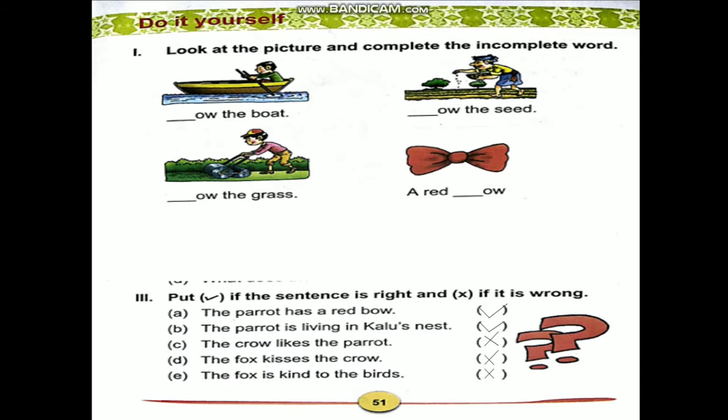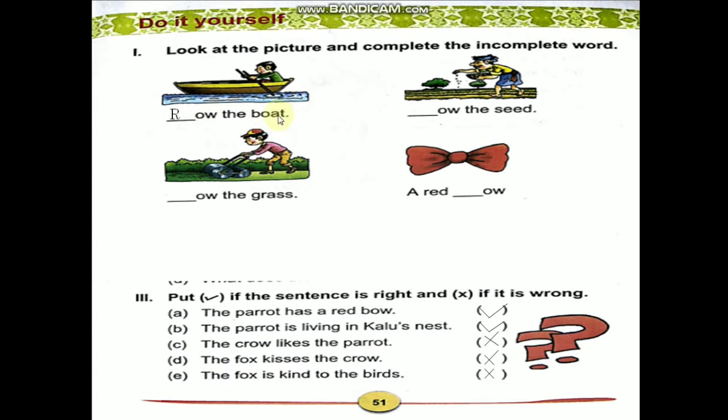Very easy, children. First Roman, look at the picture and complete the incomplete word. Here, see, children, the incomplete word is there, no? You have to look at the picture and complete the incomplete word. See, children, what this man is doing, what is in this picture, what is here, you have to see.